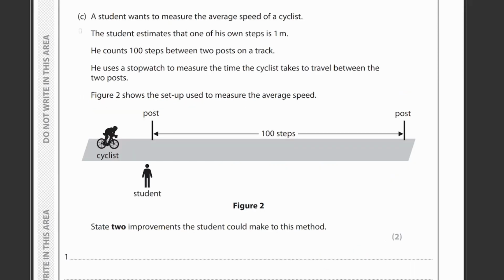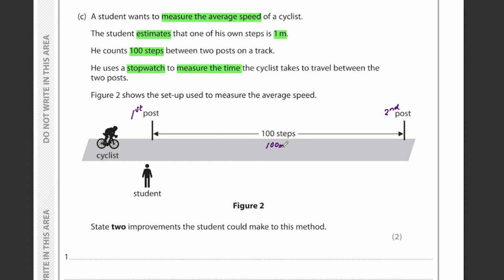The student wants to measure the average speed of a cyclist. The student estimates, meaning that he's not actually measuring it. He thinks that one of his own steps is 1 meter. He counts 100 steps between 2 poles on a track. He uses a stopwatch to measure the time that the cyclist takes to travel between the 2 posts. So in here we have the first post and the second post, and he's taken 100 steps between these 2 posts, and he's estimating that it is 100 meters between these 2 posts. State 2 improvements the student could make to this method.